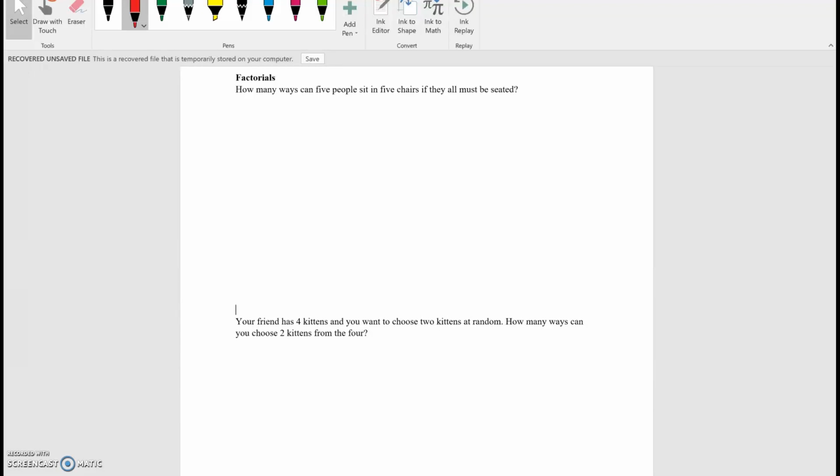Okay, so in this section, we are going to go over factorials. For many of you, it may be a little bit of a review, and for many of you, it may be something new, but I'm going to teach it as if you've never seen it before.